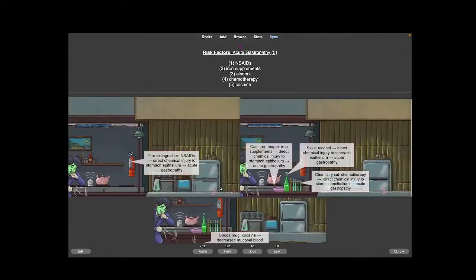And there's NSAIDs that can cause it. Makes sense. Iron. Where's your aspirin? Okay, alcohol, chemotherapy, and cocaine.